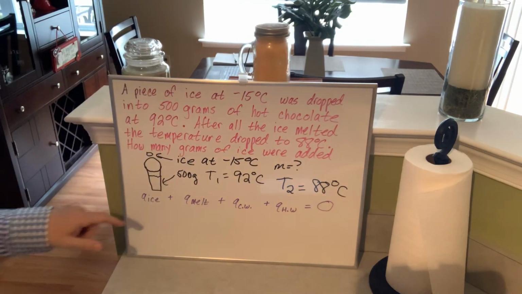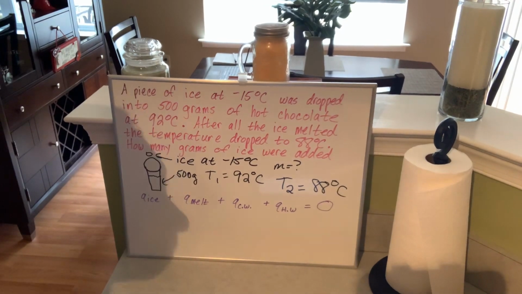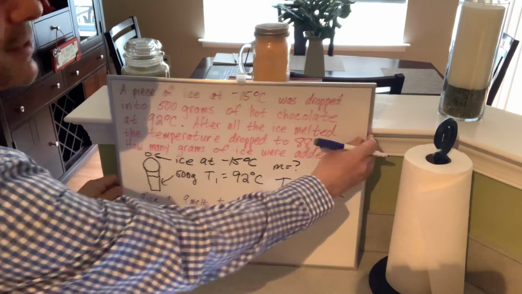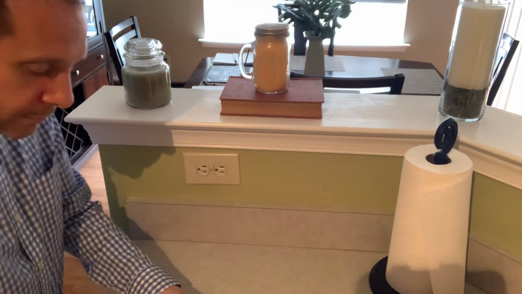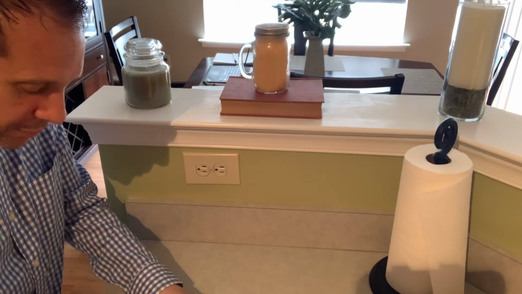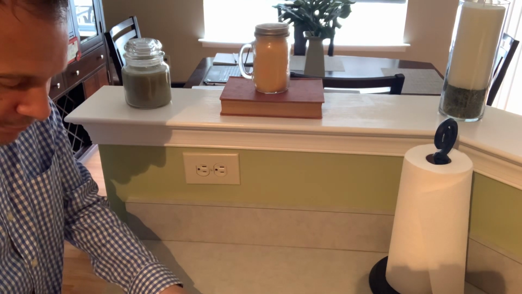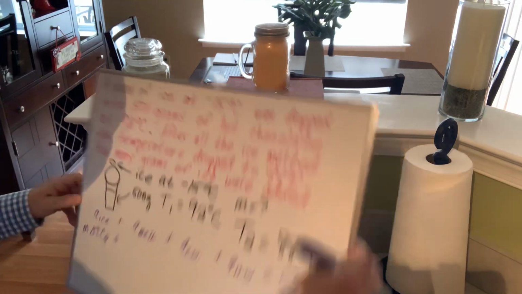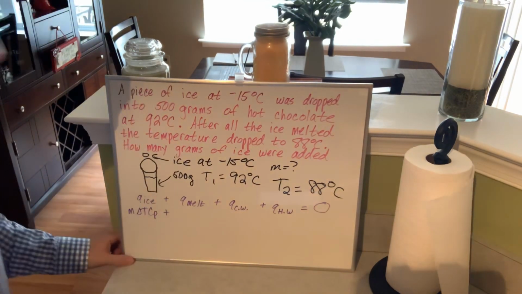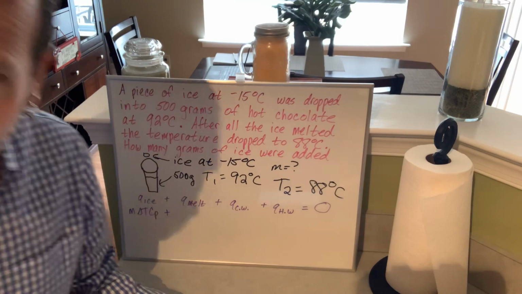Okay, so since the ice needs to warm up, that Q value for the ice is going to have a temperature change. So the Q value for the ice is going to be M times delta T times Cp, right? Of course, the delta T value is the T2 minus T1.